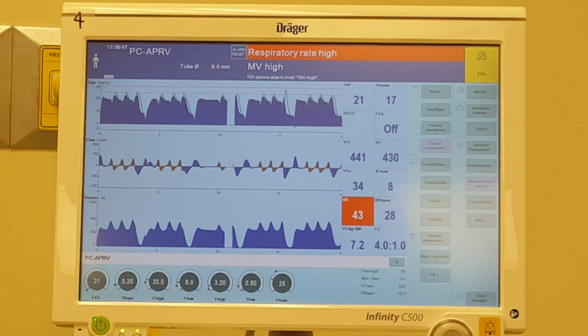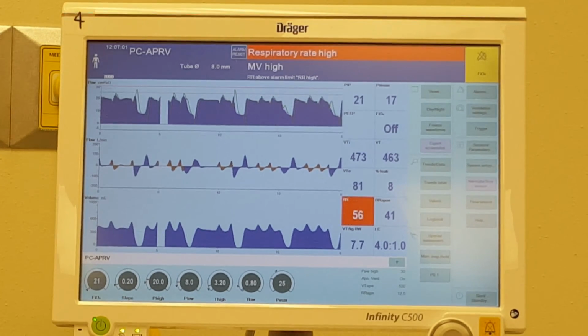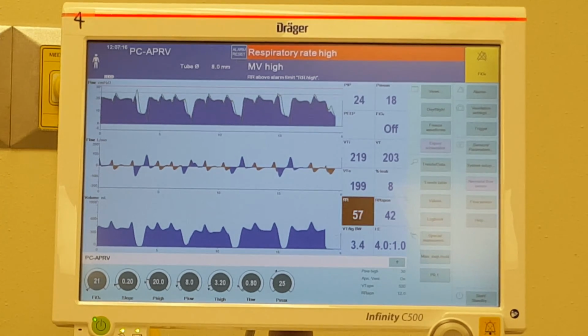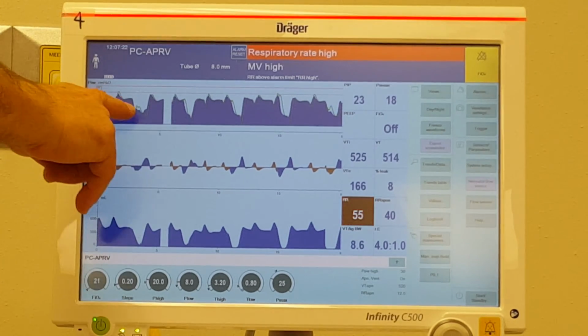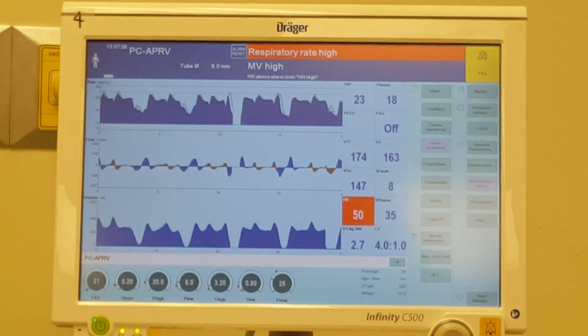Okay, I got a little too fast now. I'll try and get it down to 30. Notice there's no pressure support setting. As you can see, I tried to breathe down there, nothing happened. Up top, I can breathe, but there's no pressure support.